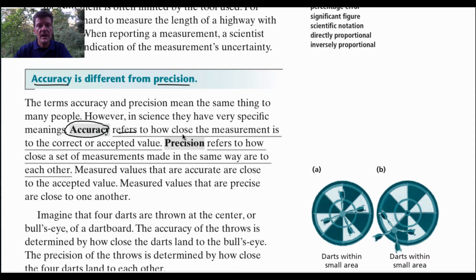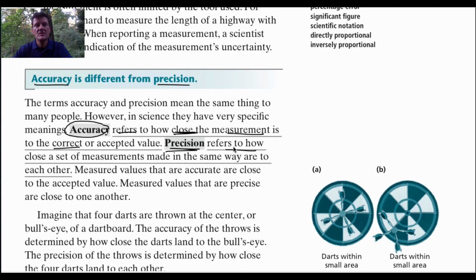You have to write this down. Accuracy is telling you how close you are to the measurement that is correct. How close are you to the bullseye? How close are you to the correct answer? Okay? That's what accuracy means.